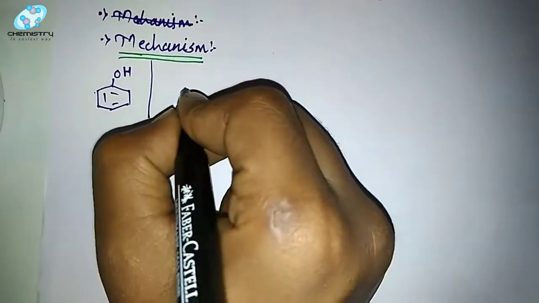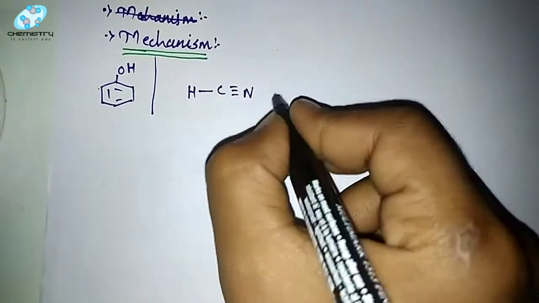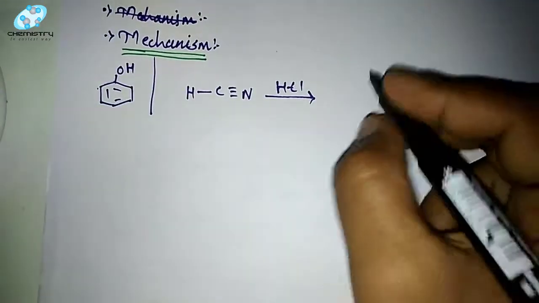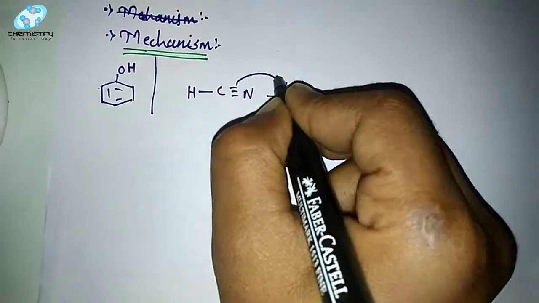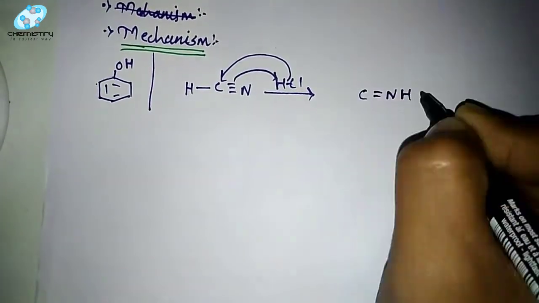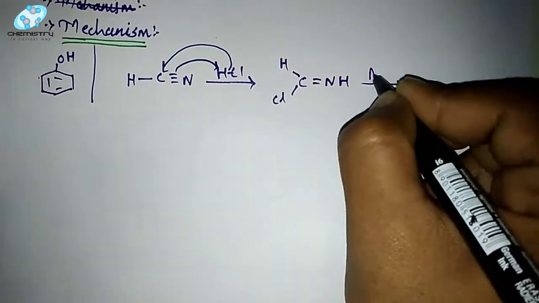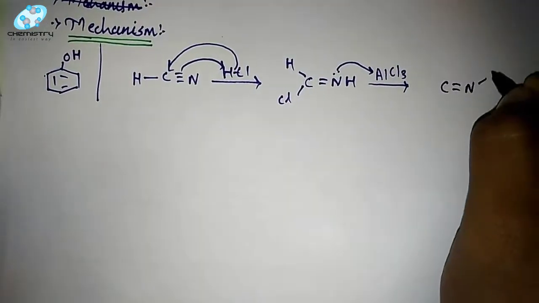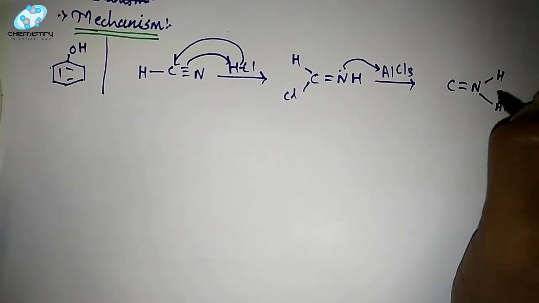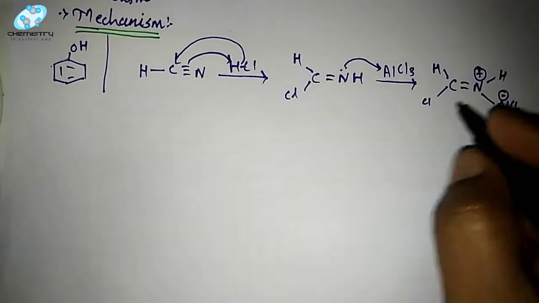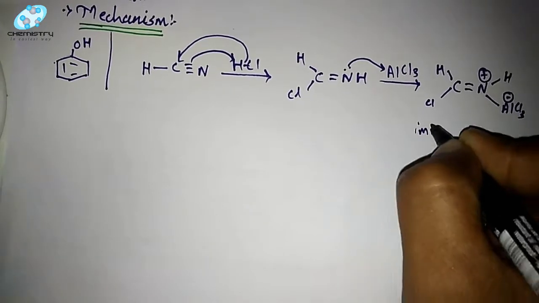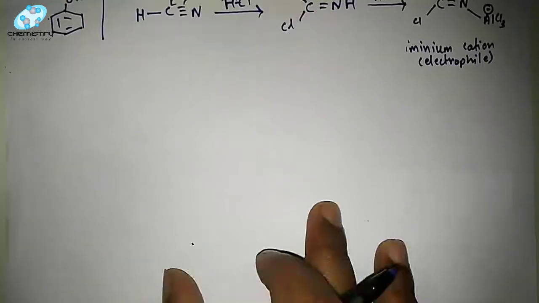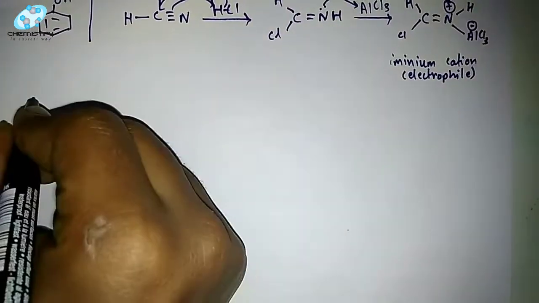So here is the mechanism of reaction. First, HCN and HCl work together to give chloromethanimine. So it happens like this, and then this imine will react with AlCl3 to form a cation. Here AlCl3 is a Lewis acid which has a tendency to accept the electrons. It accepts the electrons from nitrogen and makes it electrophilic. So iminium cation is an electrophile in our reaction.